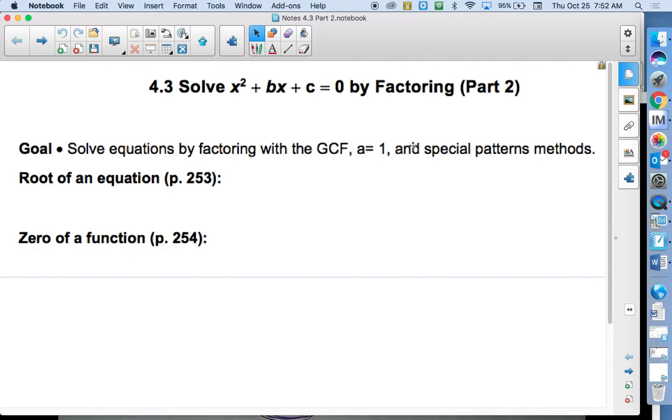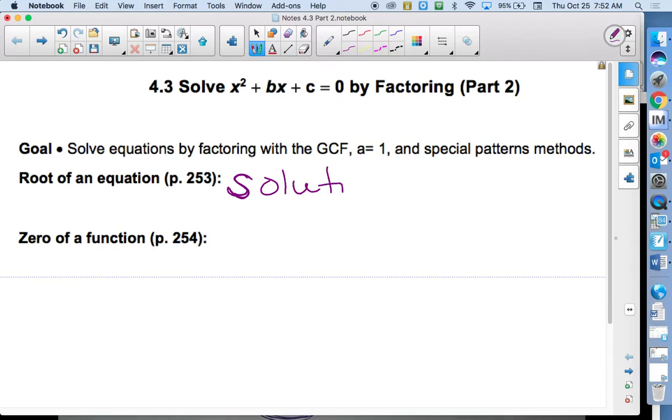So a root of an equation we consider to be a solution to the equation. A solution is an answer. We're finding x. So if it says find the root of the equation, that's another way of saying find x, find the solution.